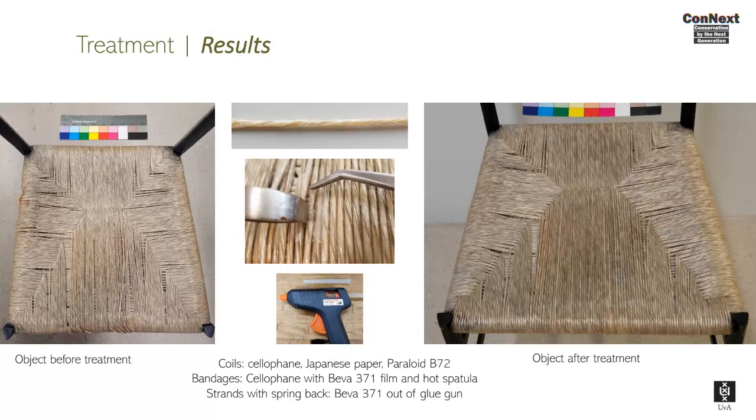After treatment, the object looked like this. Mends can be recognized from up close by a slightly thicker coil and the absence of wear. From a normal viewing distance, the battered appearance of the seat has been restored to a cleaner and more pleasing appearance, respectful of its age.